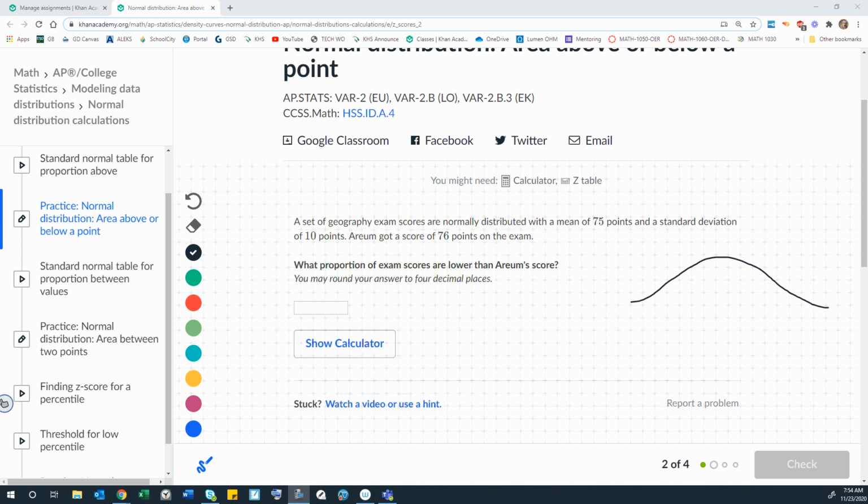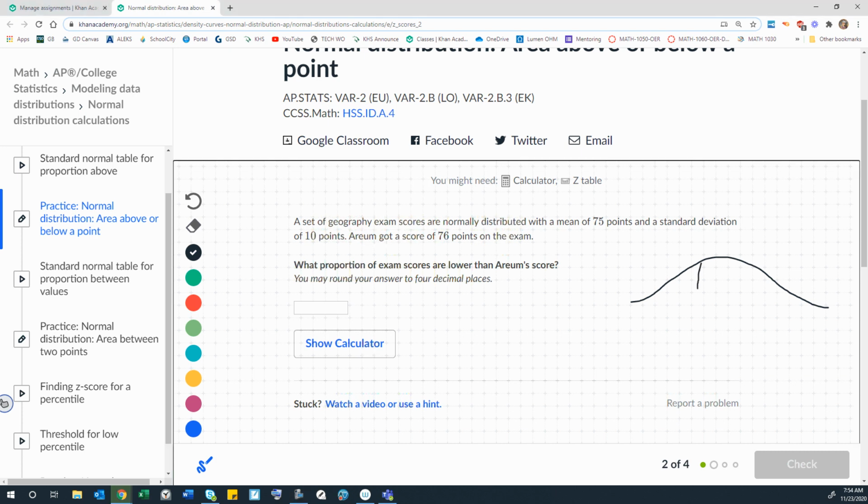So remember, this chart gives us numbers below. So if we find a number on our Z chart and we're trying to find anything lower, then we use that actual number. If we're trying to find above or higher, then we would take the number we get from the chart and we would subtract it from 1. And that will give us this portion right here.